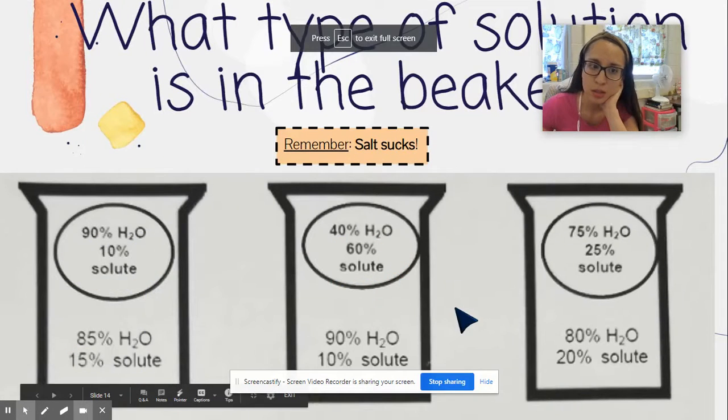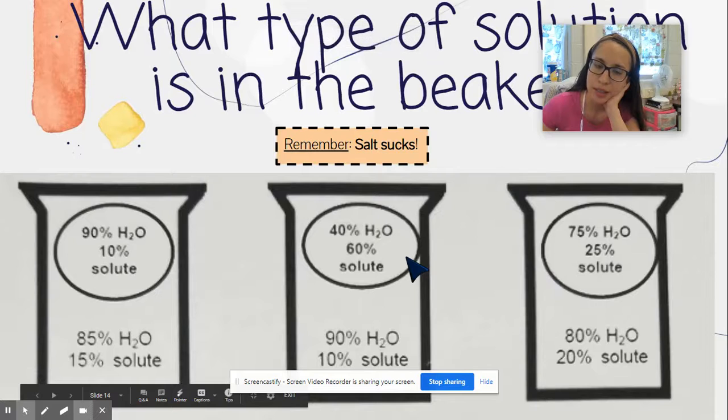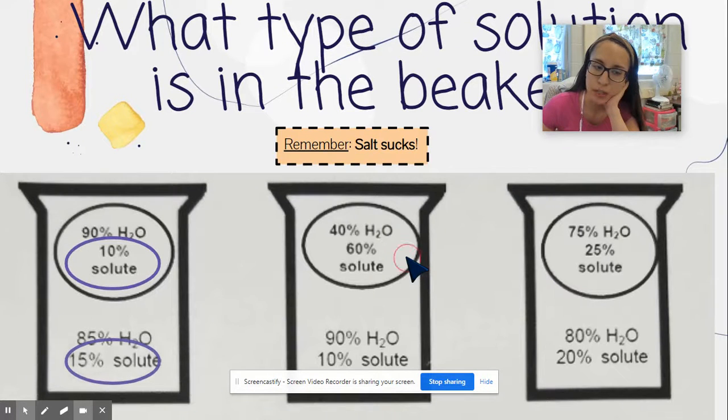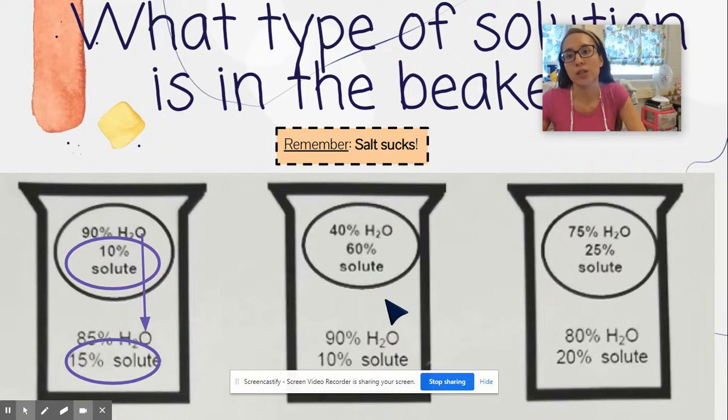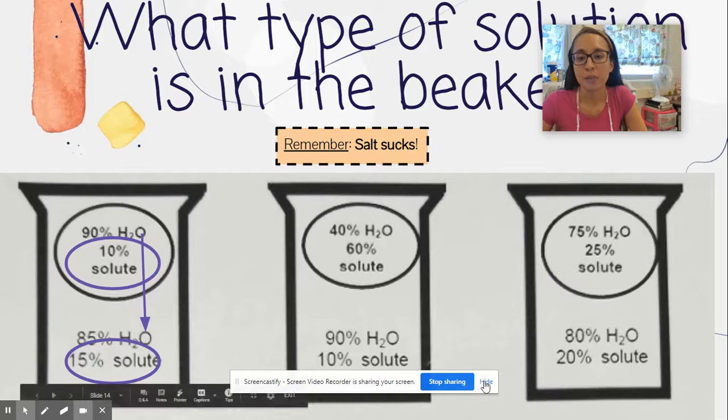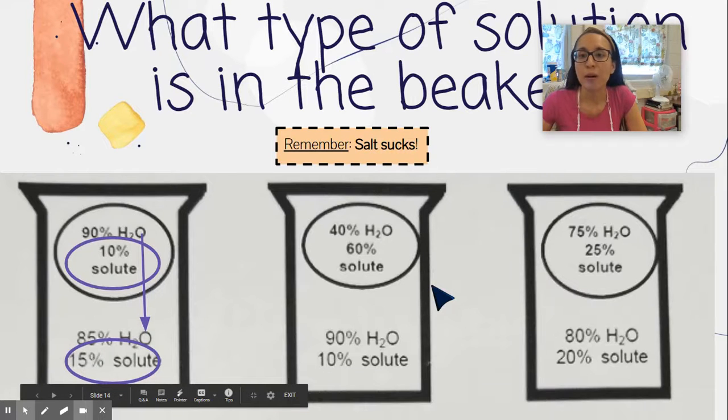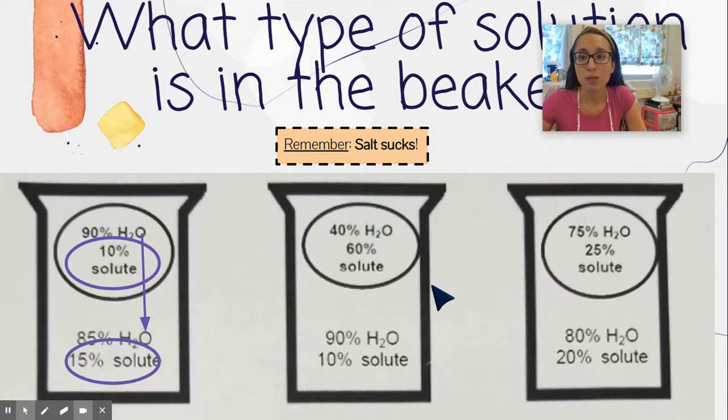So back to the practice questions. Here we have in the second beaker, we already said that this one was where the water would move outside of the cell because salt sucks. And in here, if we're going off of the salt sucks again, where is there more salt? In other words, solute inside the cell. So that's where water is going to get sucked up to. But we need to be able to flip the switch and look at it from a different perspective. We know that water gets moved to where there's more solute, where there's more salt, right?